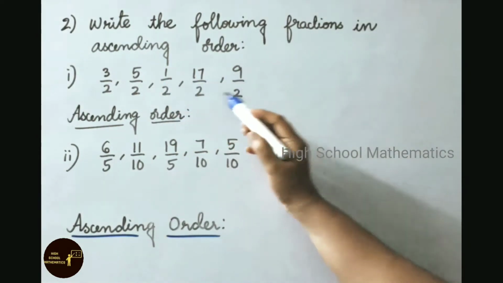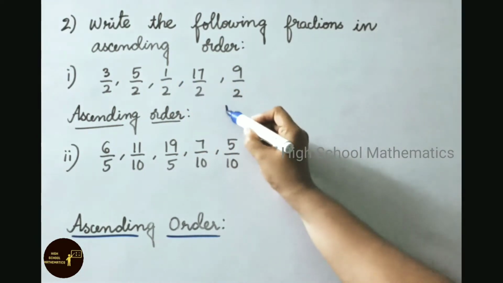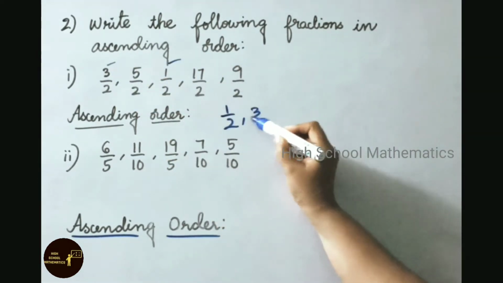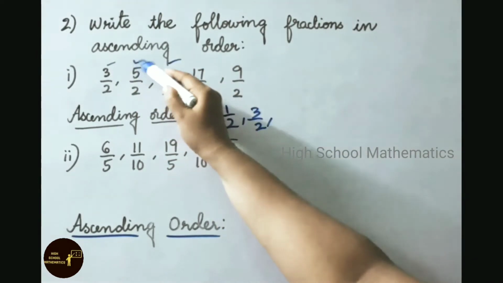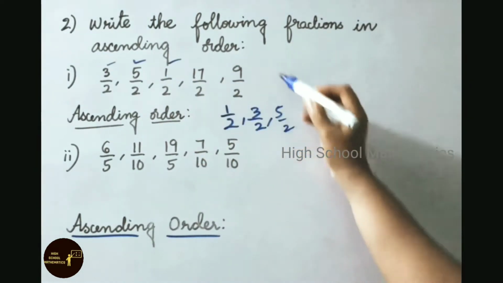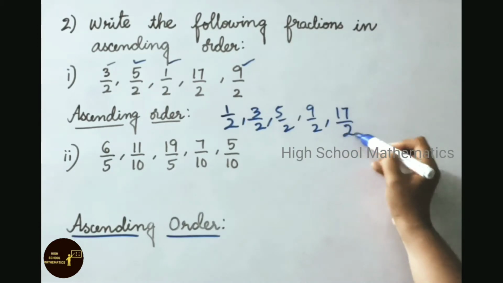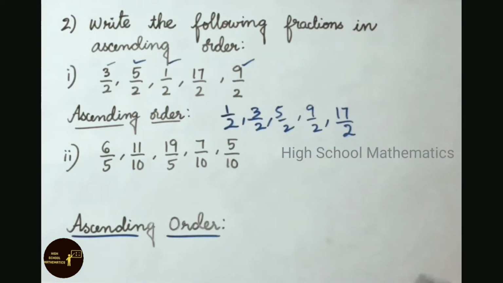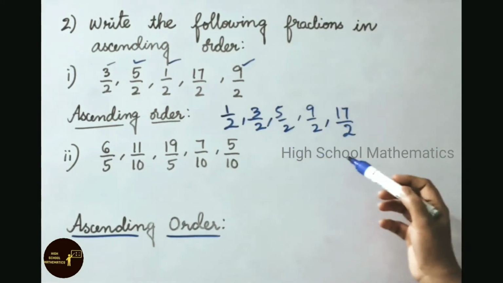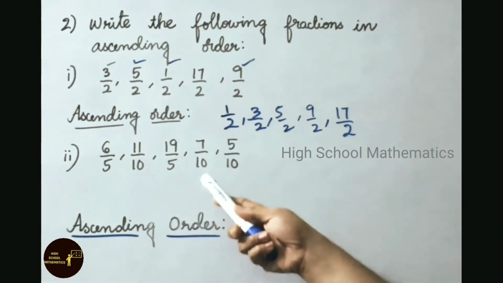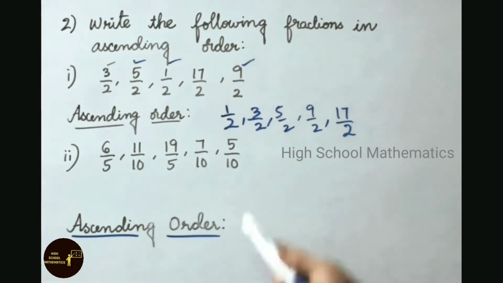Observe the numerators here. The least one is 1, so write 1 by 2. Next one, 3 by 2. Next one, 5 by 2. Next, 9 by 2. And last, 17 by 2. So we have arranged them from lowest to highest. So the ascending order is 1 by 2, 3 by 2, 5 by 2, 9 by 2 and 17 by 2.